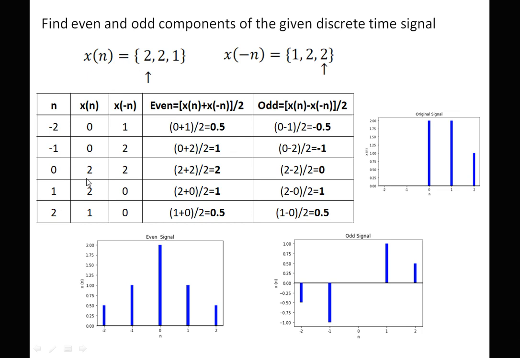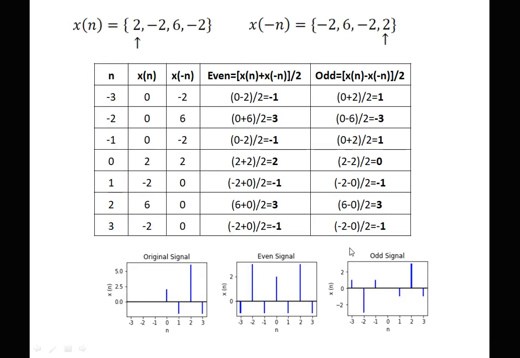We can get x of n easily from here, and x of minus n is from here. When the values are not there, it is represented by 0. We will calculate the even component by the addition average, and the odd component by the subtraction average. So this is a graphical representation: the original signal, even signal component, and odd signal component.